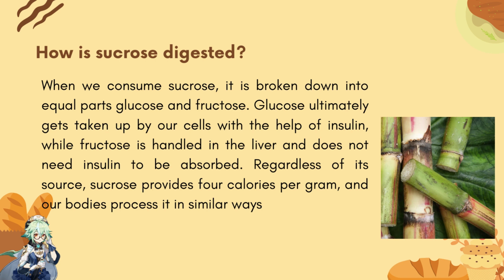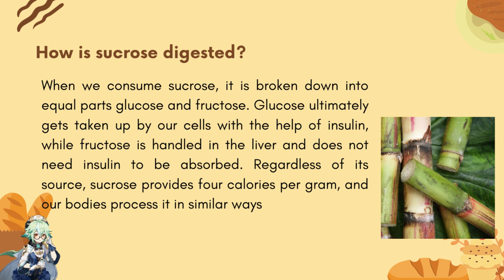That is because sucrose is made up of one glucose and one fructose unit. Now, glucose ultimately gets taken up by our cells with help of insulin, while fructose is handled in the liver and does not need insulin to be absorbed. So, again, when you break down sucrose, it results in the separation of its one glucose and one fructose unit, right?